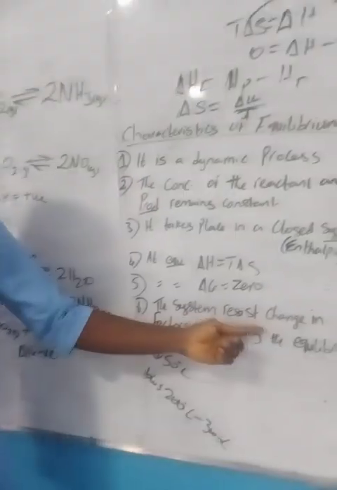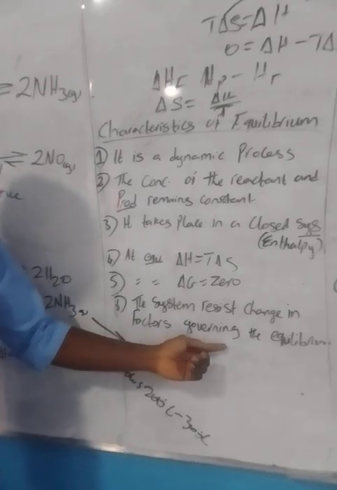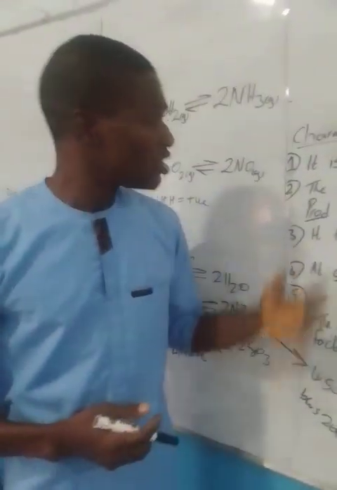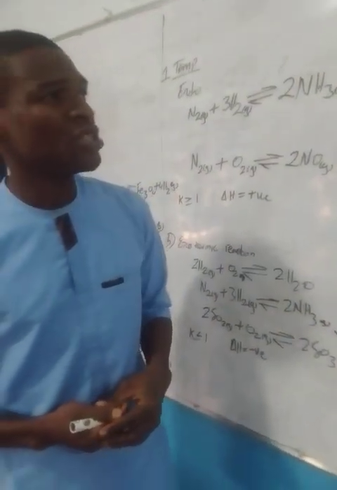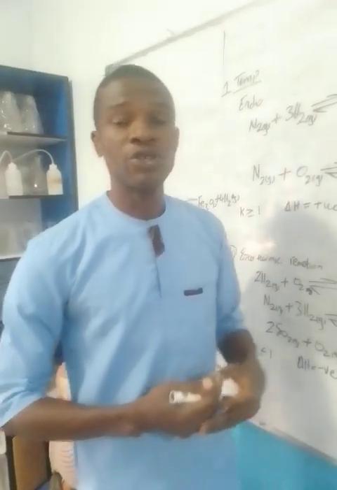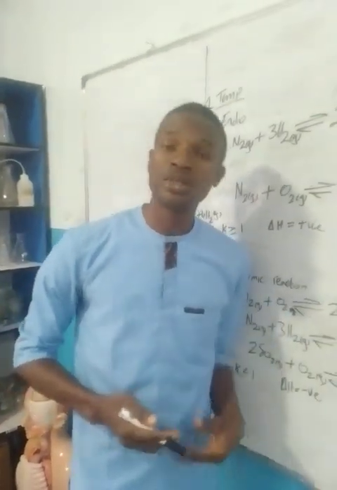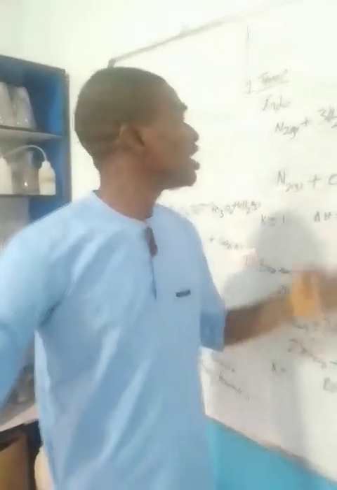The system resists change in the factors governing the equilibrium. These are the characteristics of equilibrium. For something to be in equilibrium, it must possess these characteristics. Let's move to the next one.